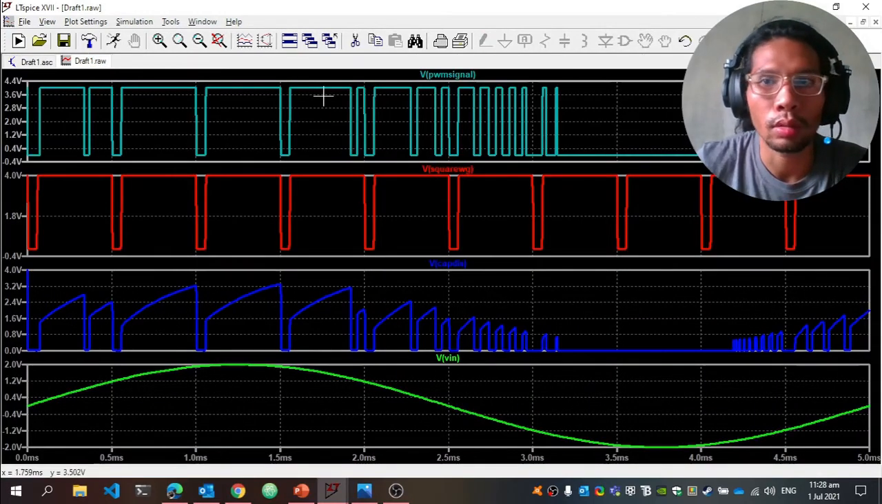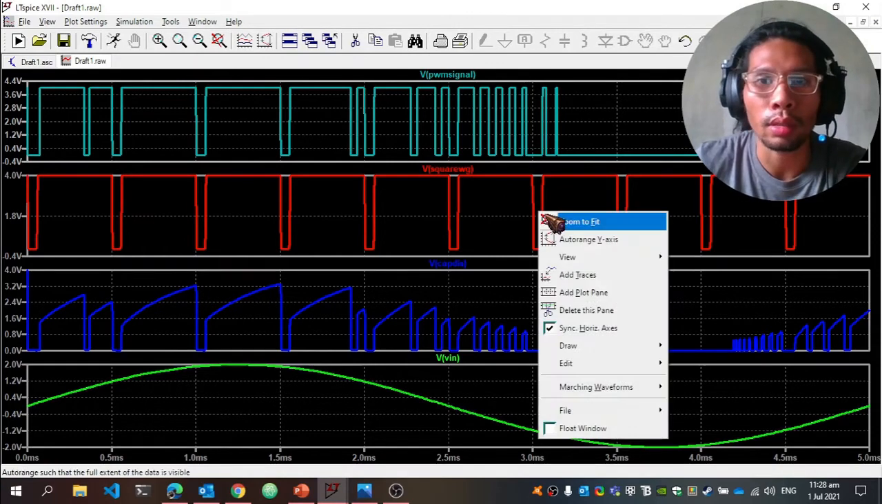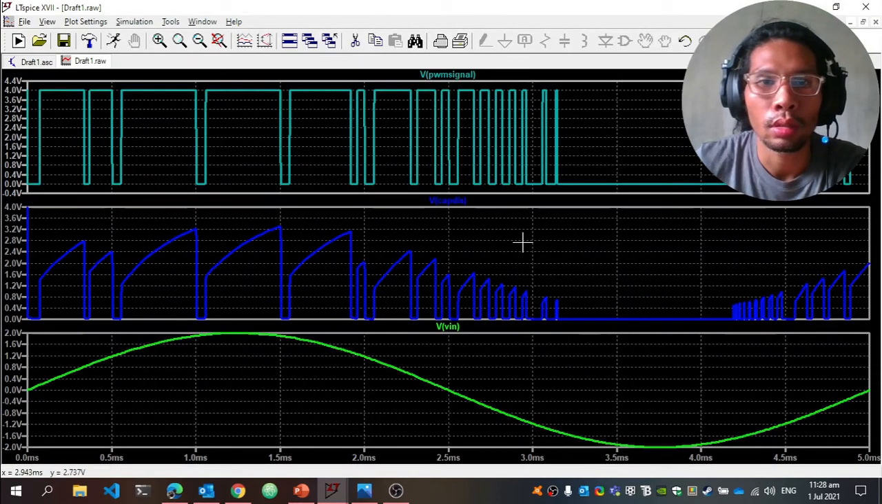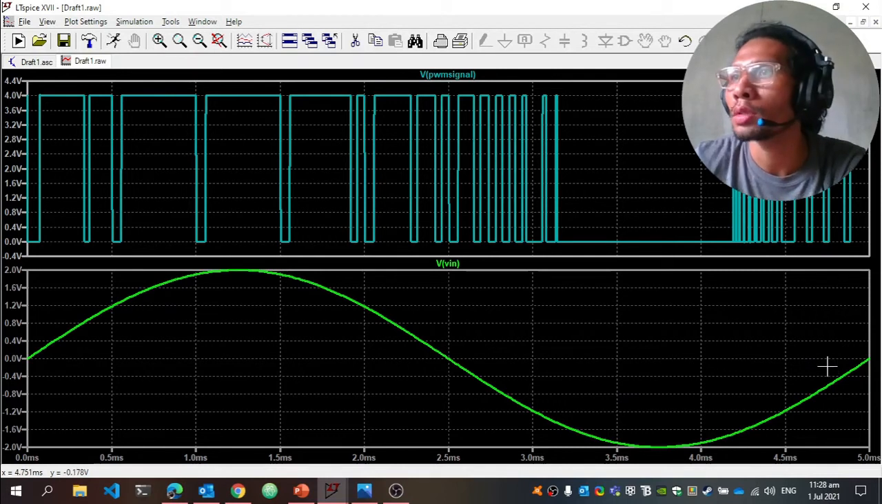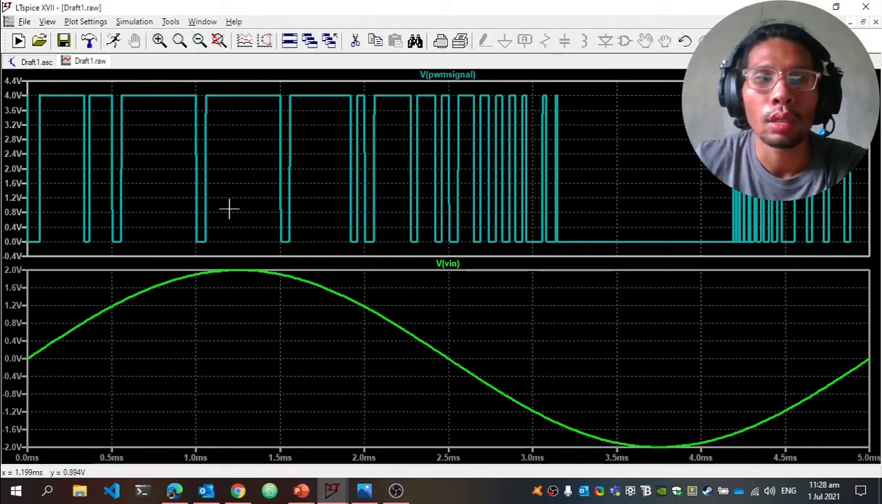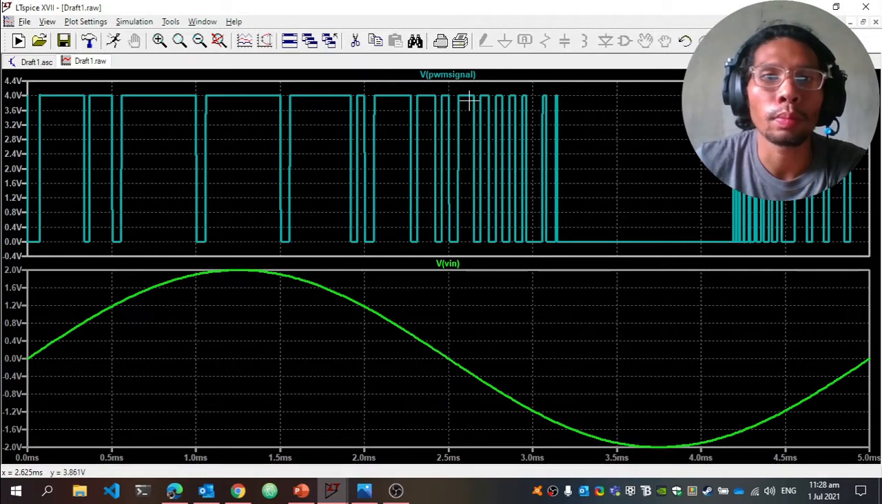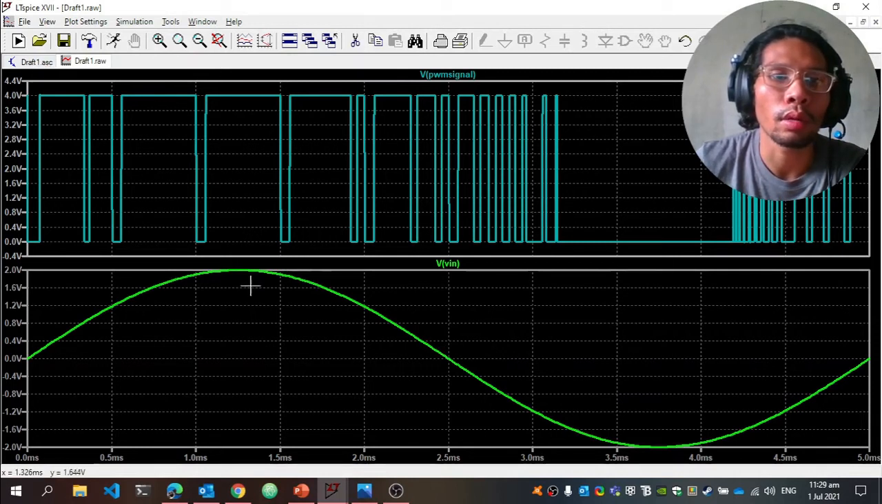So to proceed, we will remove other plots. We will retain the modulating signal, or the input signal of the pulse width modulator circuit, and the pulse width modulated signal, or the PWM signal, that is created using the pulse width modulator circuit. And this will be the reference. This is the input, and this is the input for the pulse width demodulator circuit.